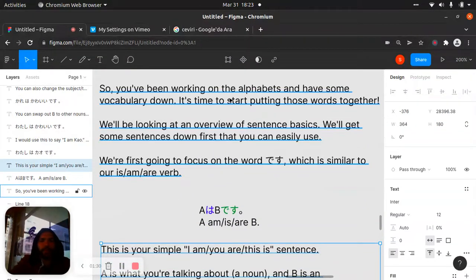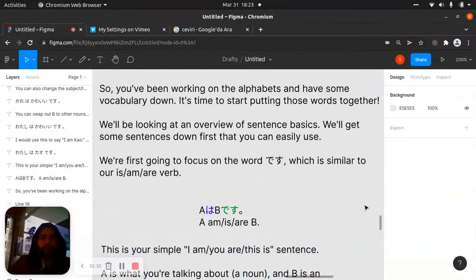You've been working on the alphabets and getting some vocabulary down. It's time to start putting those words together. We'll be looking at an overview of sentence basics. We'll get some sentences down first that you can easily use. We are first going to focus on the word desu, which is similar to our verbs is, am, are.